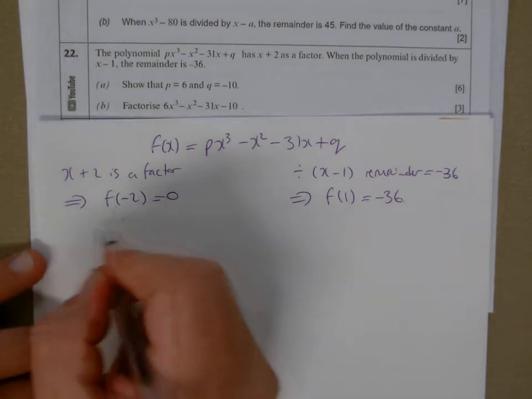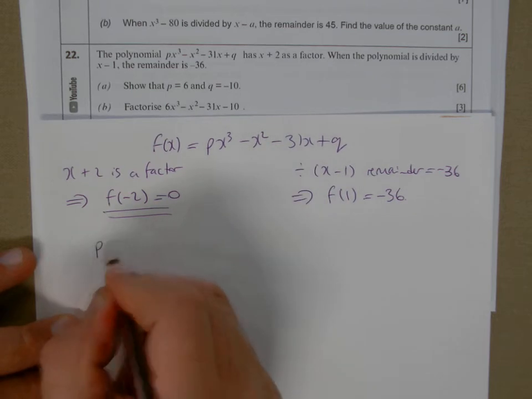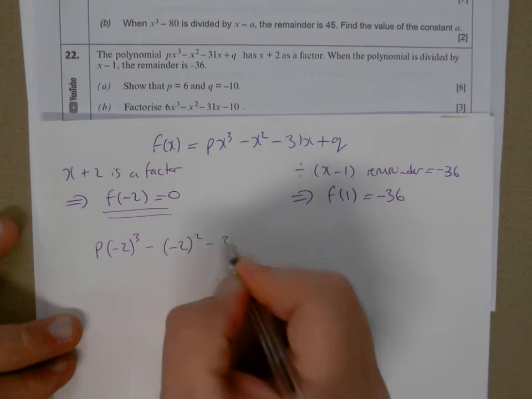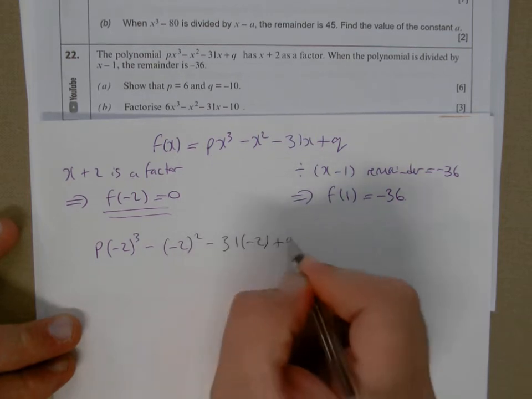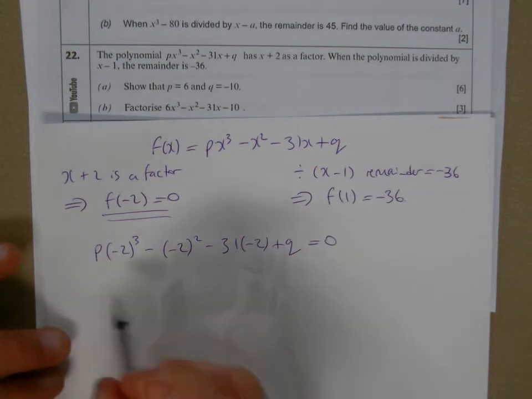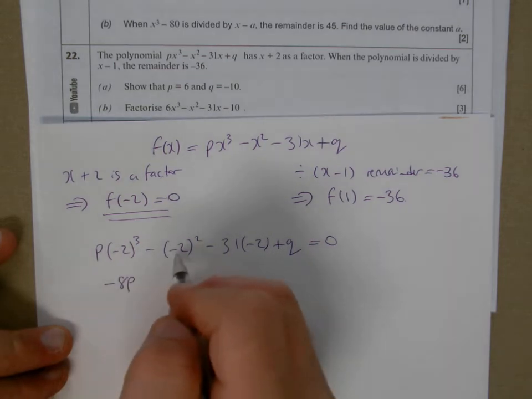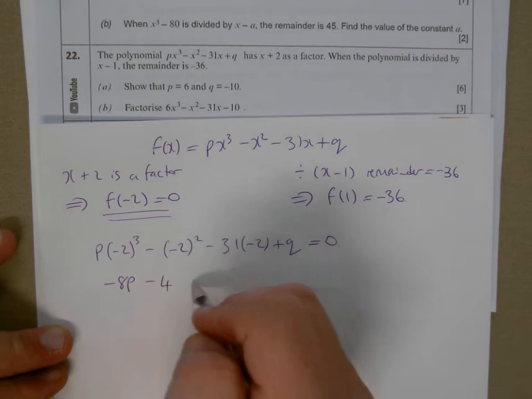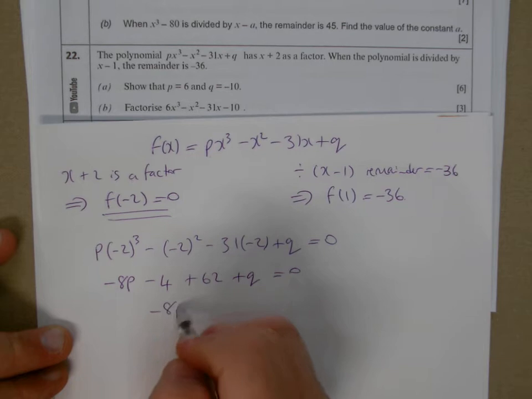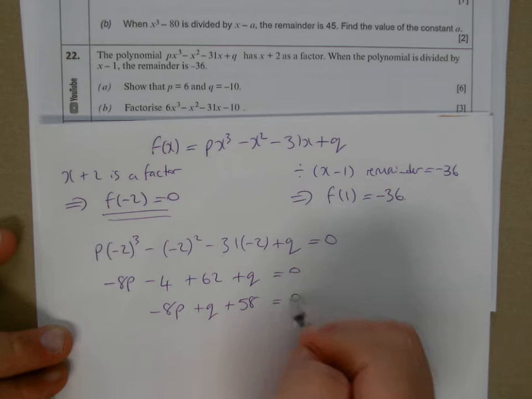If we consider the first situation, f of minus 2 is 0. So if we put that in, we'll have p times minus 2 all cubed, minus minus 2 all squared, take away 31 times minus 2, plus q, that will equal 0. We can simplify that. That becomes minus 8p. When you square minus 2, you get 4, so it'll be minus 4. That becomes plus 62 plus q equals 0. So we get minus 8p plus q plus 58 equals 0.